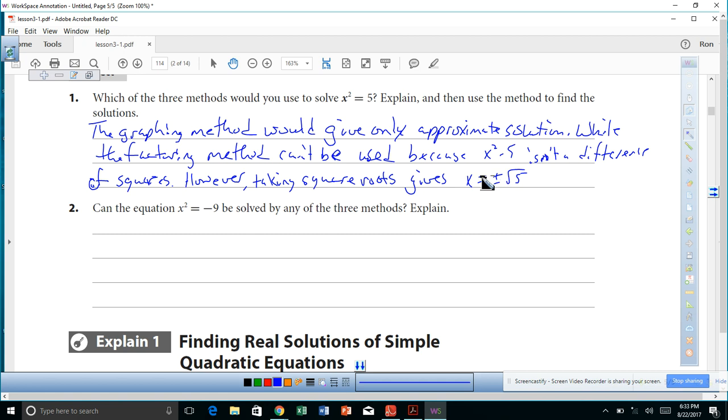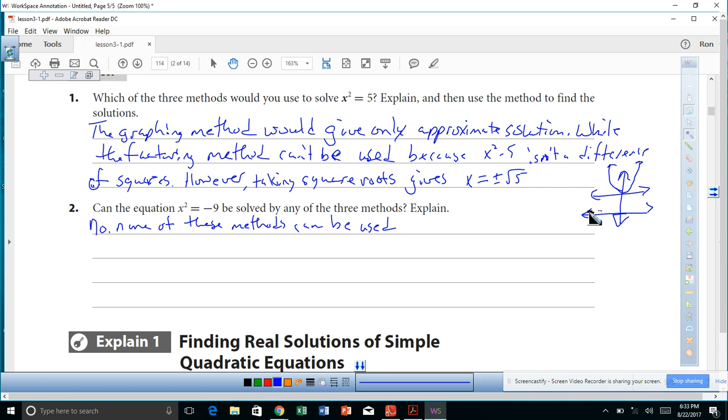Number 2, can the equation x squared equals -9 be solved by any of these three methods? No. None of these methods can be used. Well, why can't you do the graphing method? Well, here's the graphing method. Here's x squared. And -9 is down here somewhere, and they don't even cross. So you can't use that.